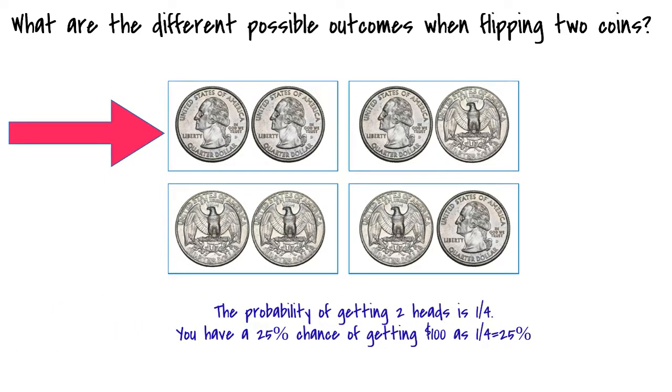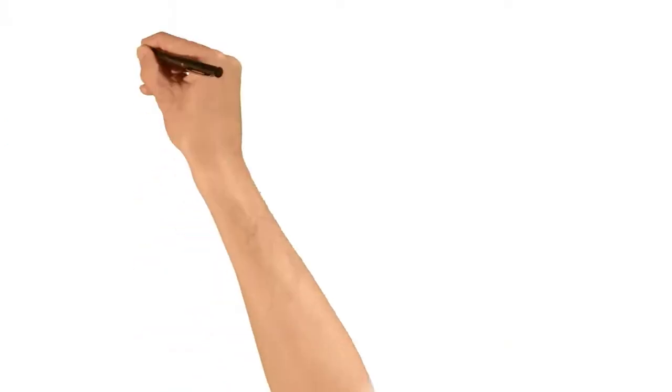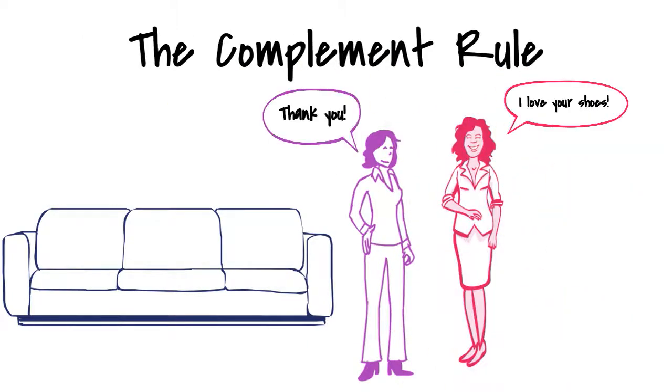You have a 25% chance of getting that $100 your friend said that they would give you if you got 2 heads when flipping coins. Now, let's look at the complement rule.